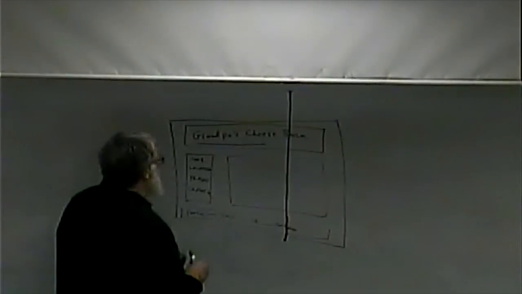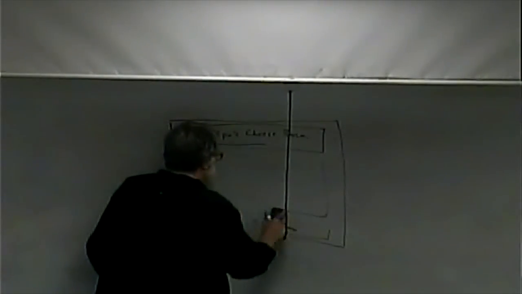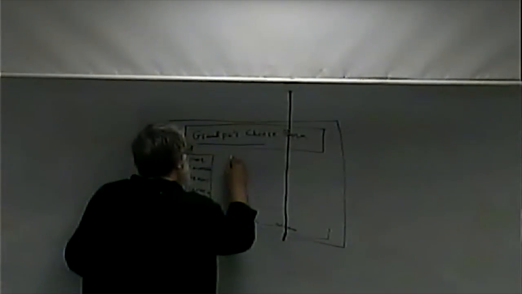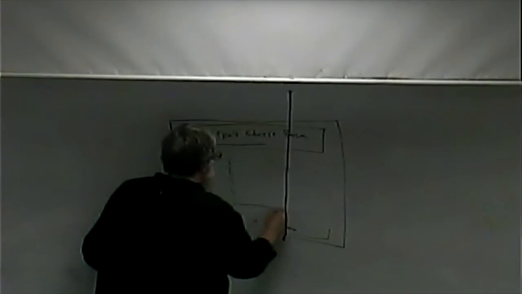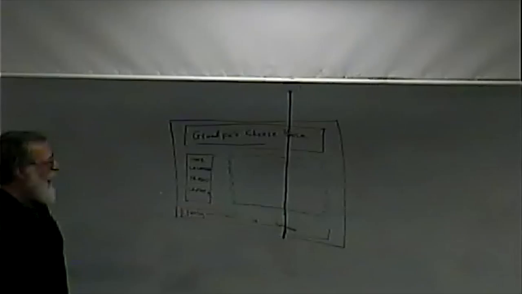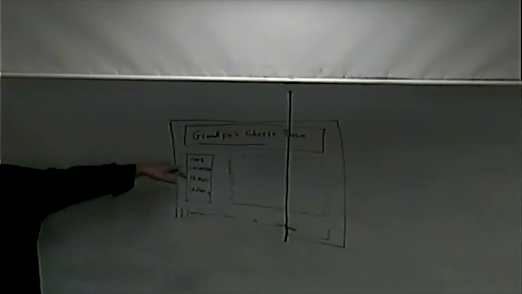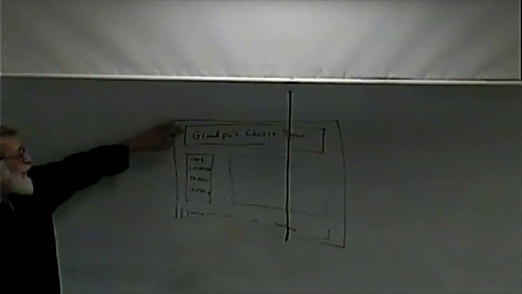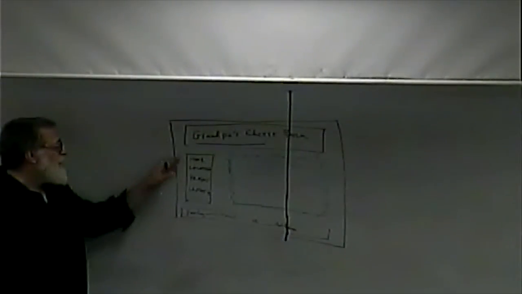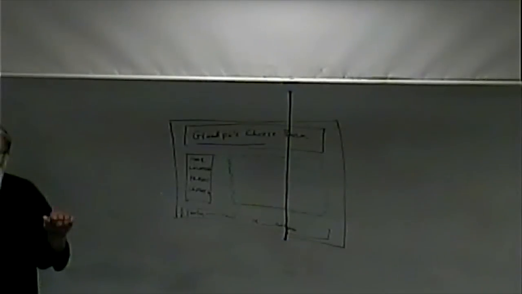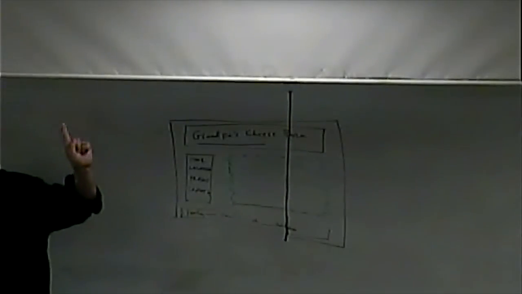I'm going to outline this in green just to make it different. And I'm going to use a wavy line just to also make it different. What that means is that's going to be different on every page. So the stuff that is outlined in black is the stuff that we want to have common on every page. That's the stuff that we want to create one place for and put it there.